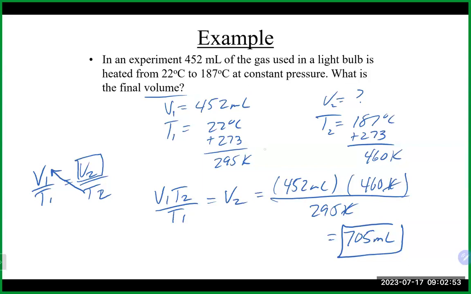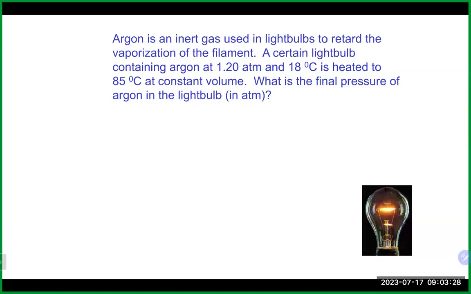Once again, looking at our relationship, we see in this case an increase in temperature. Based on this, we would expect an increase in volume to occur because of Charles' Law sort of relationship. And again, we went from 452 in this example to 705, which is an increase, what we would expect to happen here. Any questions on that particular one? And sig fig wise, normal sort of rules apply.